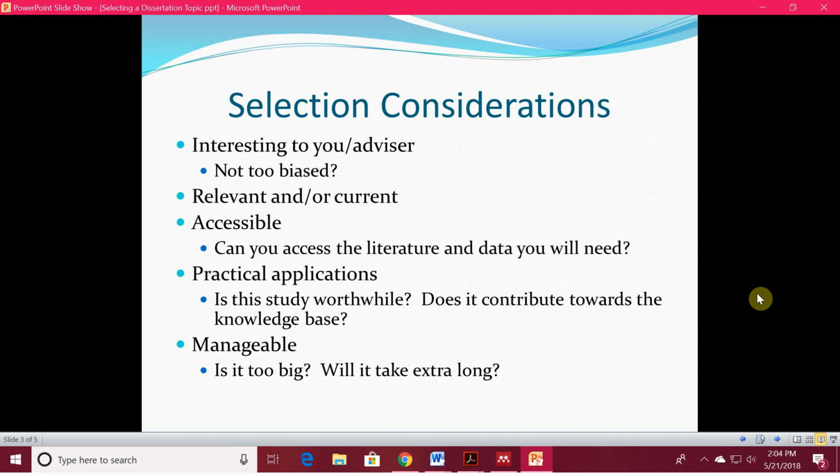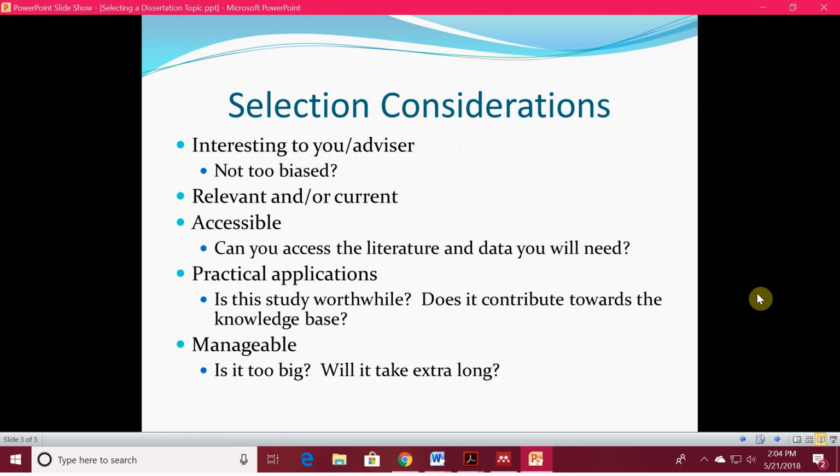So some of the initial considerations is it interesting to you? It needs to be interesting to you and to your advisor. Now, if you have something you're really interested in, you might have to sell the idea to your advisor. But you also need to make sure it's not something that you have an overwhelmingly strong opinion on. So you don't want to be too biased, because the point of the research is to get a clear answer.